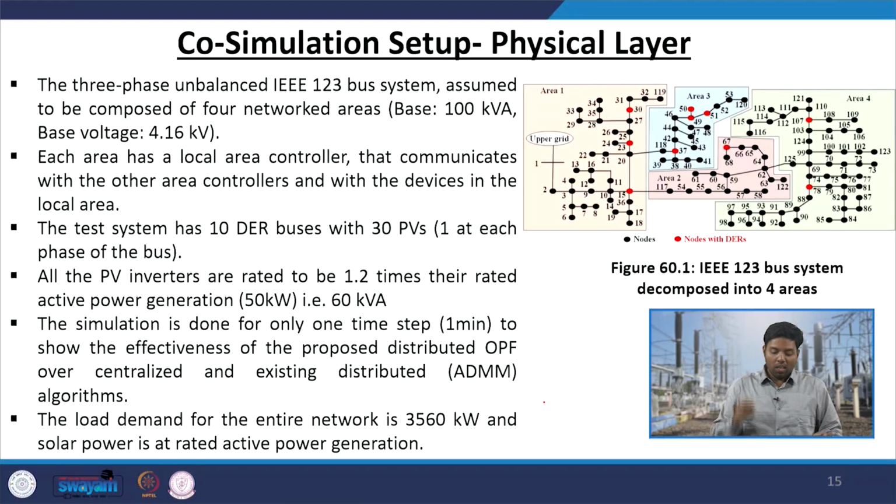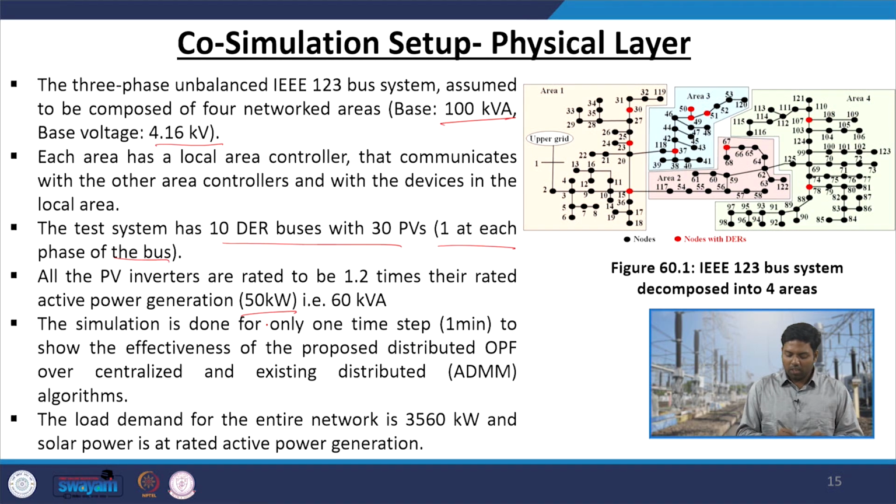Okay. So, this is the physical layer architecture where we have taken this four-area IEEE 123 bus distribution system, whose base is 100 kVA and base voltage is 4.16 kV. It has a total of 10 three-phase DERs, or 30 single-phase PVs, at each bus. Their rating is 50 kilowatt and their inverter rating is 60 kVA.